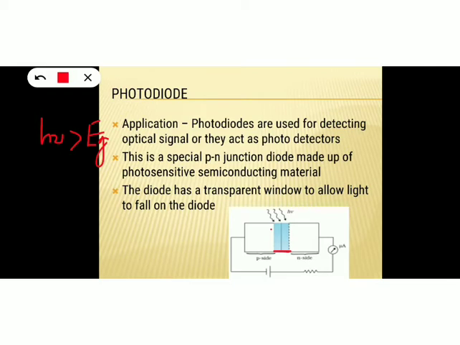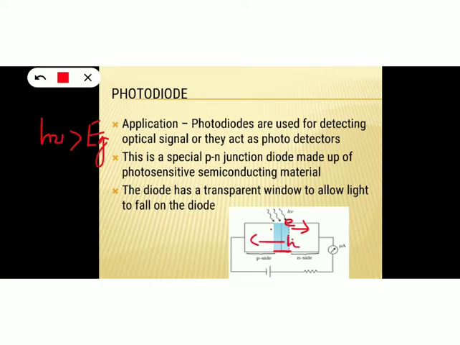The depletion region has an electric field. Under this electric field, electrons and holes will drift, a concept we studied in previous sessions. The electric field established within the depletion region causes the electrons and holes to drift. Electrons flow opposite to the electric field, that means towards the n side, and holes flow towards the p side.